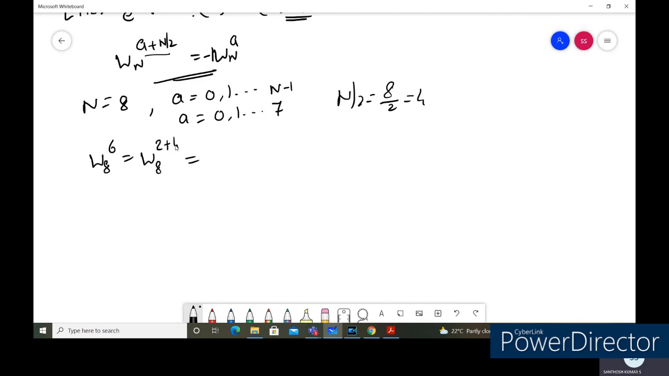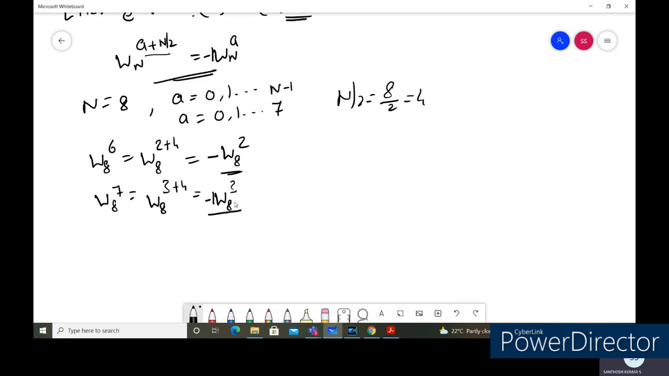So this is nothing but n by 2, and this will become equal to minus omega 8 to the power of 2. So omega 8 to the power of 6 is equal to minus omega 8 to the power of 2. Similarly, we can express omega 8 to the power of 7 as omega 8 to the power of 3 plus 4, where 4 is the n by 2 value. So this is omega 8 to the power of 3 multiplied by minus 1.